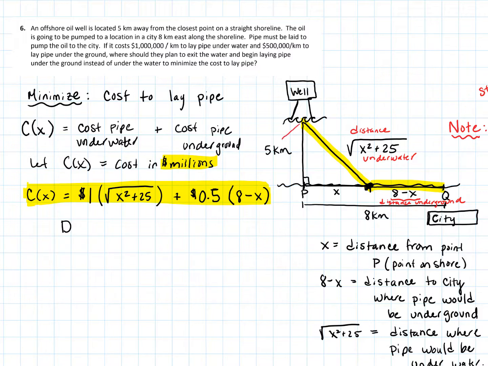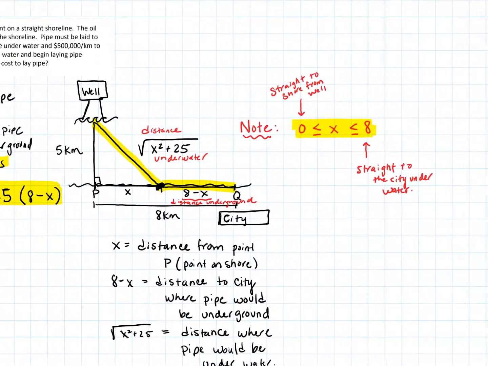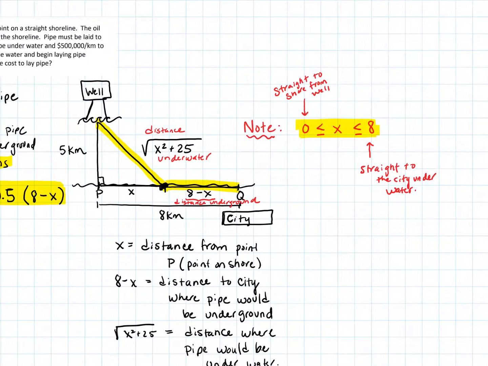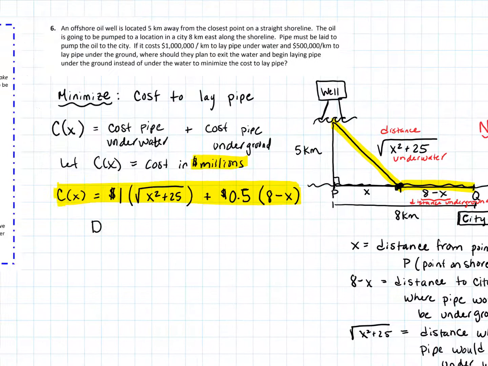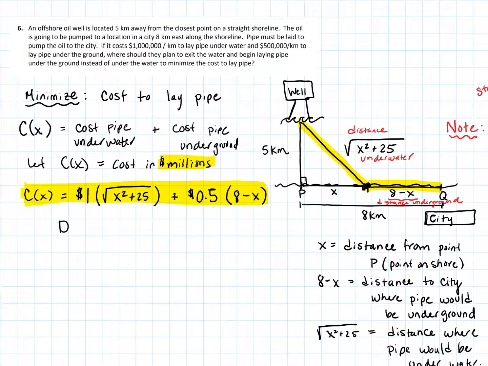X going negative would mean we'd go this direction, which doesn't make any sense. We're not going to go backwards and add extra distance to the city. That doesn't make any sense. So obviously x has to be greater than 0. We've already mentioned, just in the context of our picture, that x has to be between 0 and 8, and it is inclusive of the 0 and 8.